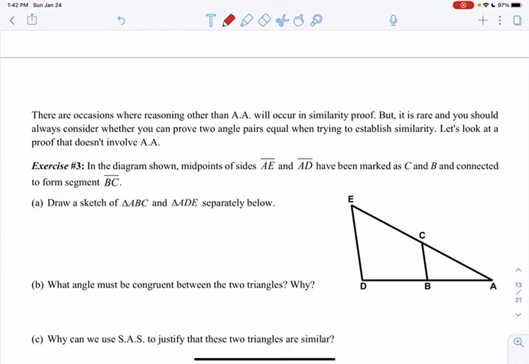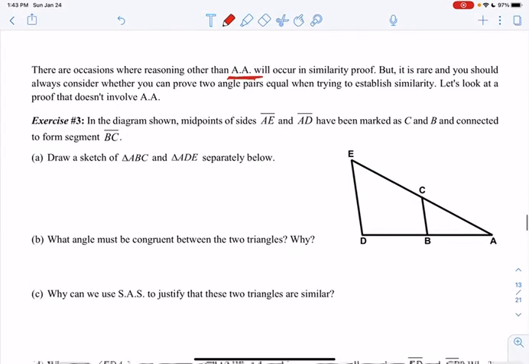It's just saying that angle is usually the way I'm always going to do a similarity proof, but it is rare. Sometimes you can have the sides being in proportion. So what's happened here is I have two triangles, and C and B are connected to form segment BC. What else did they tell me? Did they tell me what angle must be congruent between the two triangles? You can see that they both share angle A. Okay, so angle A is shared. Therefore, it has to be congruent.